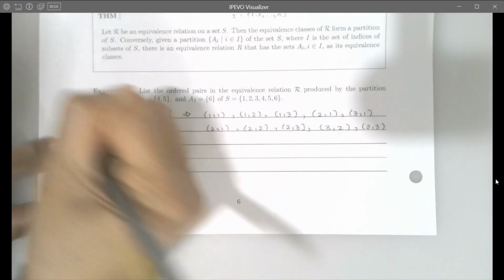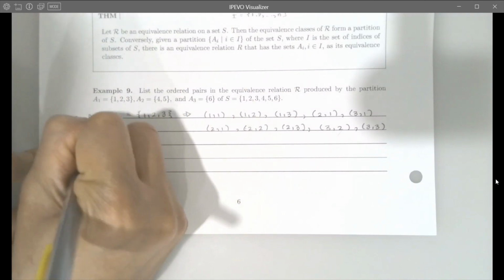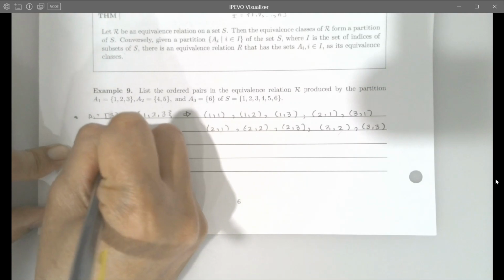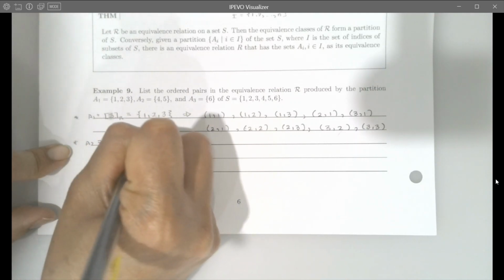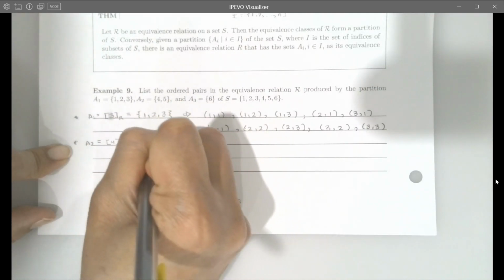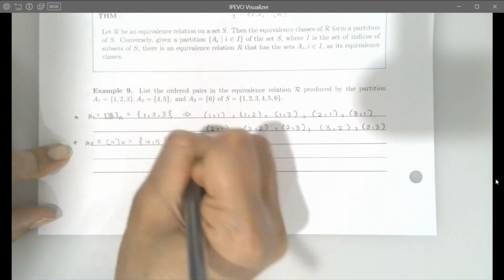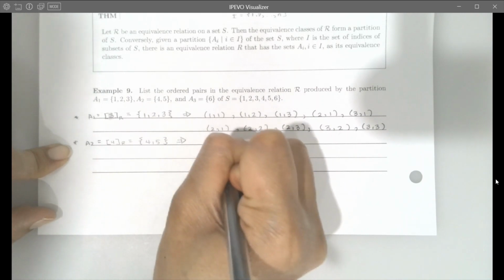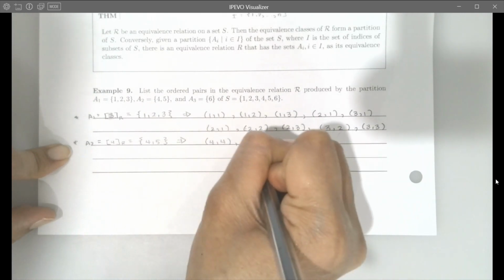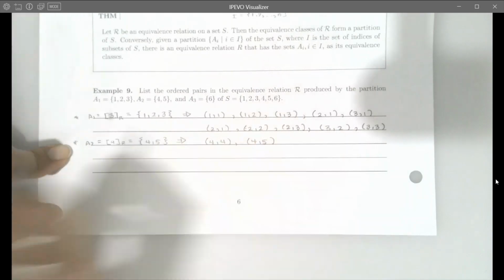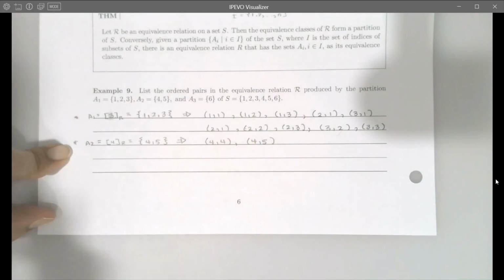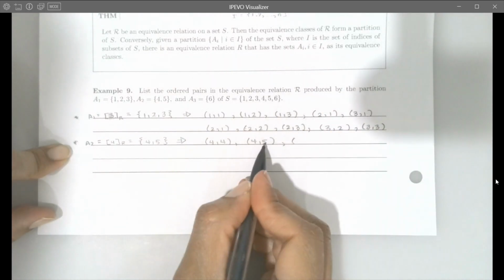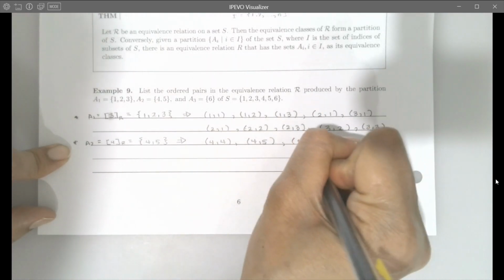We're now going to do the same process with A2. I'll take a representative, let's say 4 initially. And so the equivalence class of 4 is the set with 2 elements, 4 and 5. That means that 4 has to be paired with itself, and it has to be paired with 5. Now, since R is an equivalence relation, it has to be symmetric. So that means that we're going to commute the 2 elements to get 5, 4.